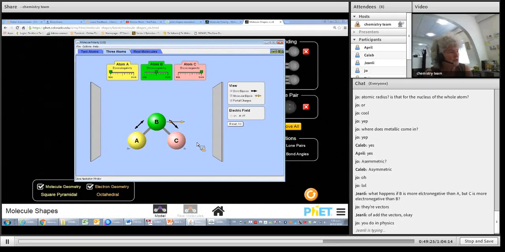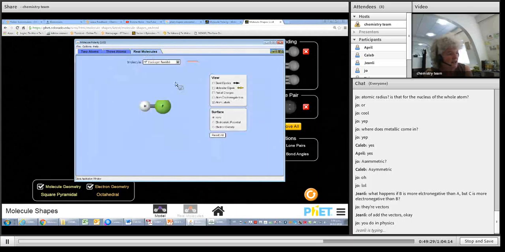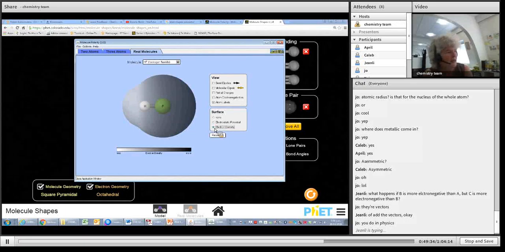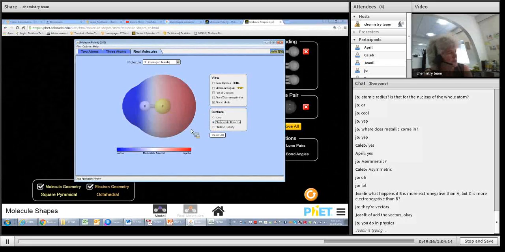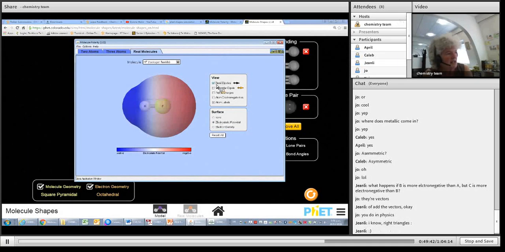Right, so let's do the real molecules, because I think it's easiest if we do this. And I'm going to show the electron density. Well, let's actually do that one because it's a nice color. So here's this HF that we did. And if I show the bond dipole, I don't know if you can see it in gray. And I'm going to show the molecular dipole. So you can see this is the negative end and that's the positive end.